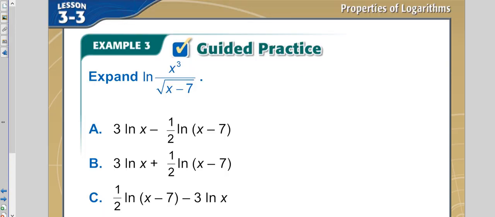Now you go ahead and try this one. I would really recommend you try it and make sure that your answer matches up.